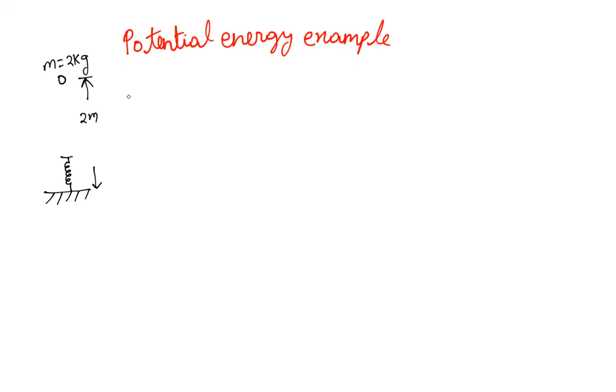Let's solve a problem on potential energy. So what we have here is a mass which is 2 meters above the ground, and this mass is 2 kilograms, and there's a spring down here on which this mass is going to fall. The spring constant of this spring is 1000 Newton per meter.